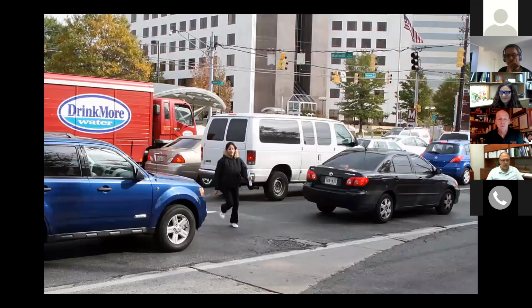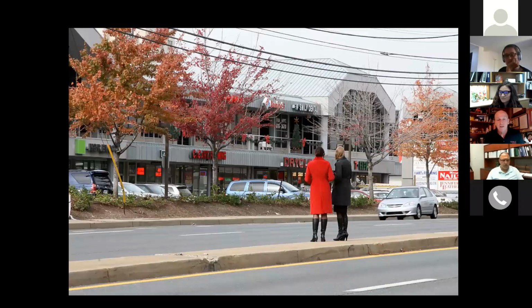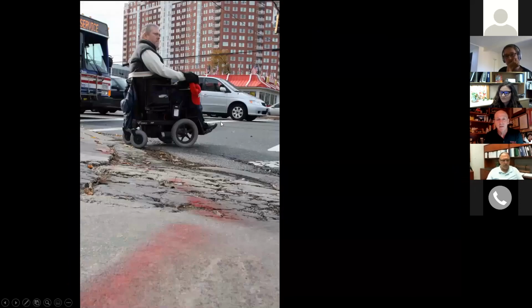And this is the pedestrian trying to cross the street. The crossings are so far apart that it's just really difficult to cross. And you'll see a few different people trying to cross these hostile arterials. And if you are using a wheelchair like this fellow, it's really, really difficult to cross. The sidewalks are broken up and it's long distances to cross the streets.